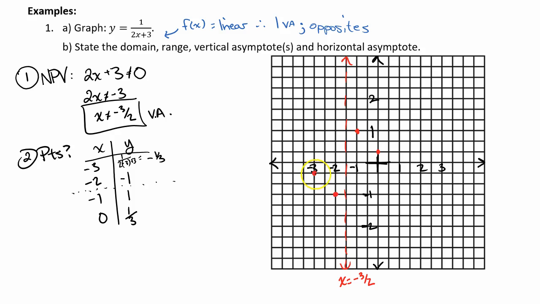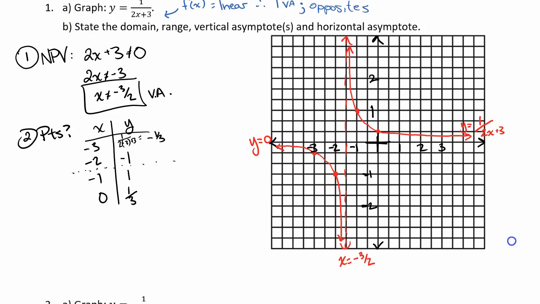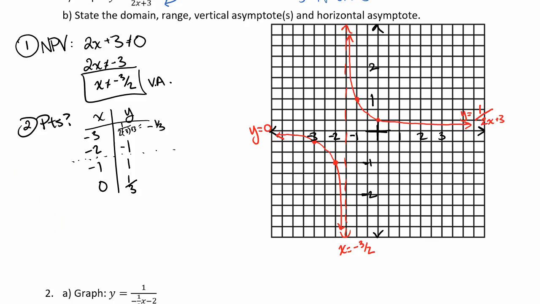So I've already got a sense of what my shape is going to be, curving towards my horizontal axis at y equals 0, and then going forever downward. Alternately, over here, I'm going to be going forever upward, closer and closer to that vertical asymptote, and forever horizontally, closer and closer to y equals 0. And that is going to be 1 over 2x plus 3. There's my graph. Okay. B asks us for some key details, so I do want to list all those.